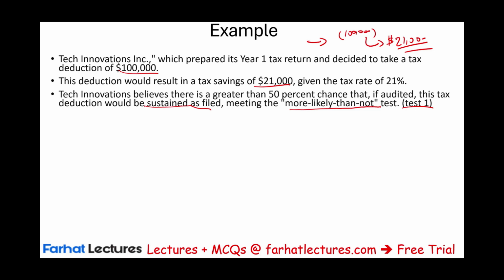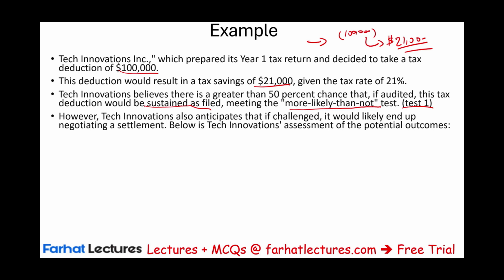But there's a chance where we might lose it altogether. There's a chance the IRS might say, we're going to give you half of it, or 75%, or 40%, or you may just settle with them. Just, you know what, give me 40% of that deduction. Okay. So Tech Innovation also anticipates that if challenged, it would likely end up negotiating a settlement.